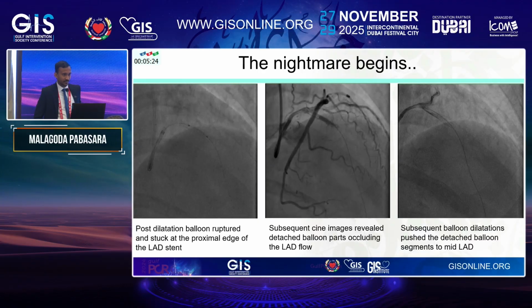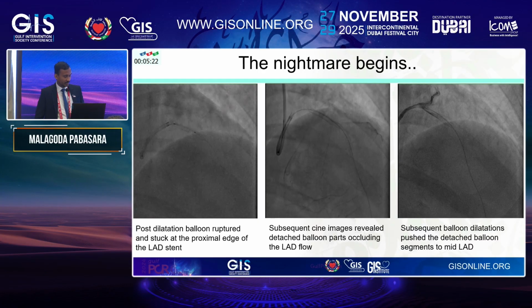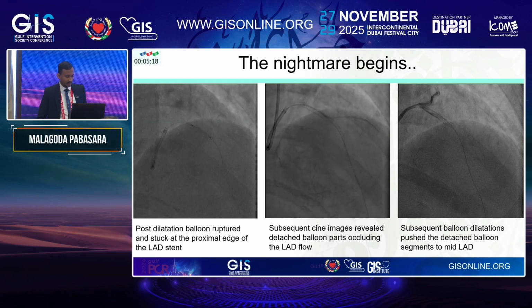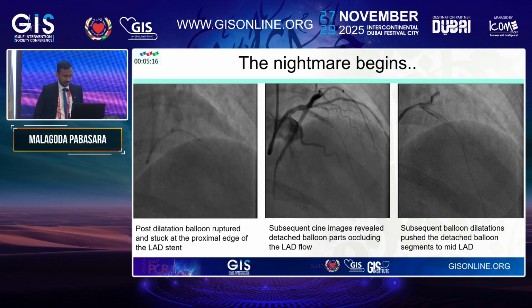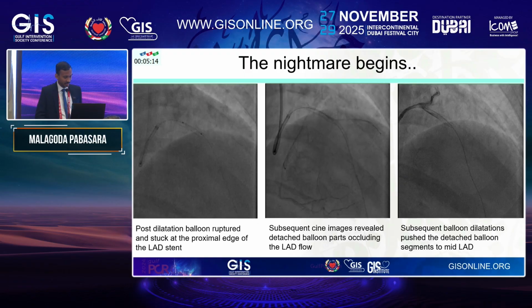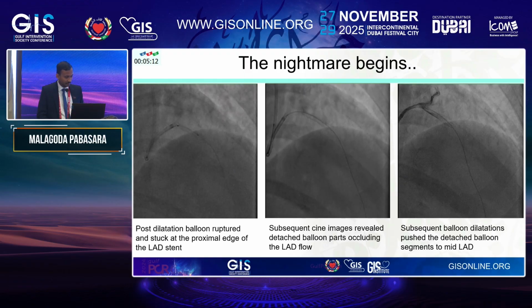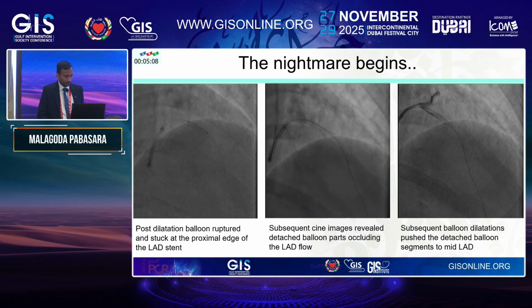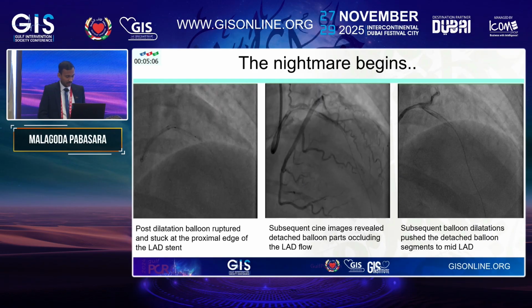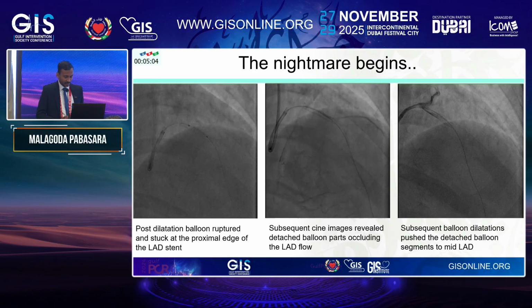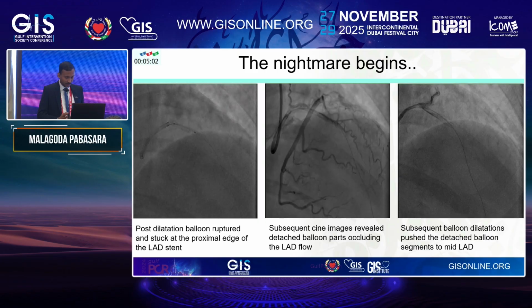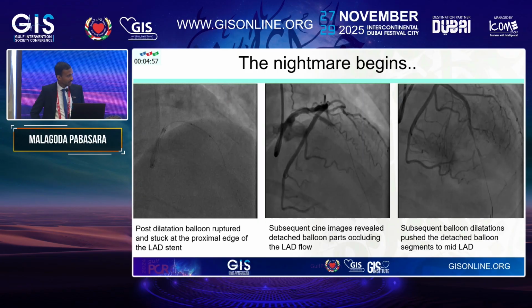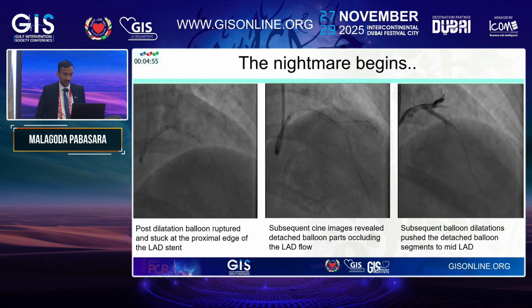The balloon segment, the polythene segment, was inside the proximal stent. The patient complained of chest pain again, hemodynamically unstable, blood pressure crashed. We had to start inotropes and put on oxygen, and the anesthetist was being readied. And now, as the wire is there, I tried to balloon it subsequently, which pushed these balloon segments to the mid LAD.